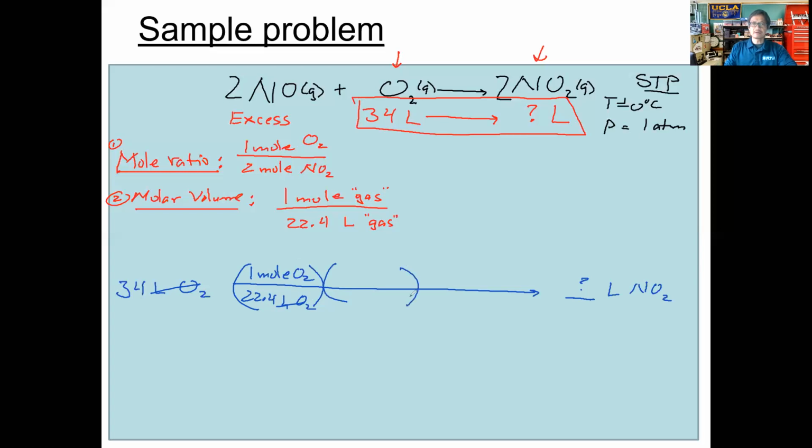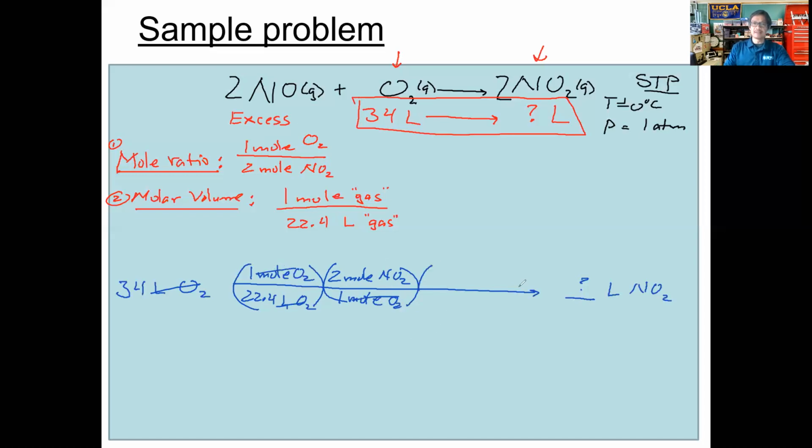What would the second conversion factor be? Well, the mole ratio. We have moles of oxygen here. We've already used the molar volume for oxygen, so we can't use that again. So we will use the mole ratio. We plug it in so that the moles of oxygen will cancel out. If we plug it in as 1/2, that doesn't work. We need to have the moles of oxygen in the denominator. So we'll plug it in as 2 moles of NO2 over 1 mole of O2, which allows us to cancel that out.